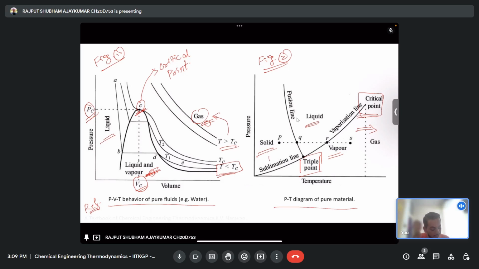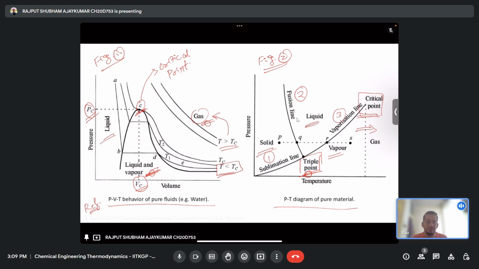You must remember what the sublimation line, the fusion line, and the vaporization line are, and that these lines act as an interface between two different phases. The sublimation line acts as an interface between the solid and the vapor, the fusion line between the solid and the liquid, and the vaporization line between the liquid and the vapor. All these phases coexist in equilibrium at the triple point, and above the critical point, the pure material will exist only in the gaseous phase.